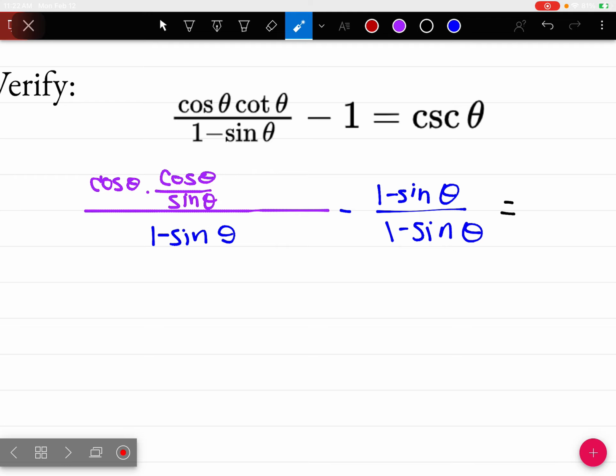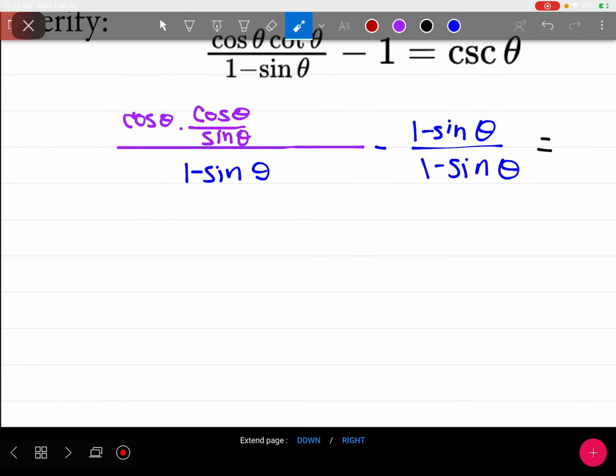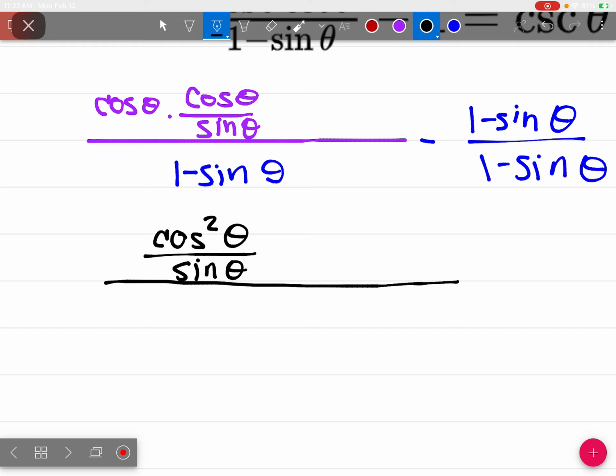So we can see in this numerator here, what I really have is cosine times cosine theta. So I can rewrite this as cosine squared theta over sine theta minus all of this piece. So we're going to have minus 1.